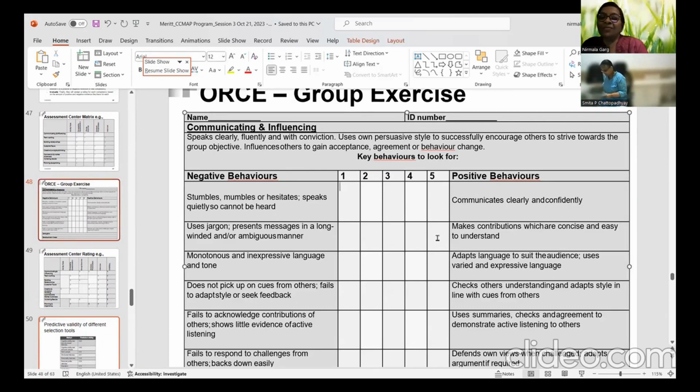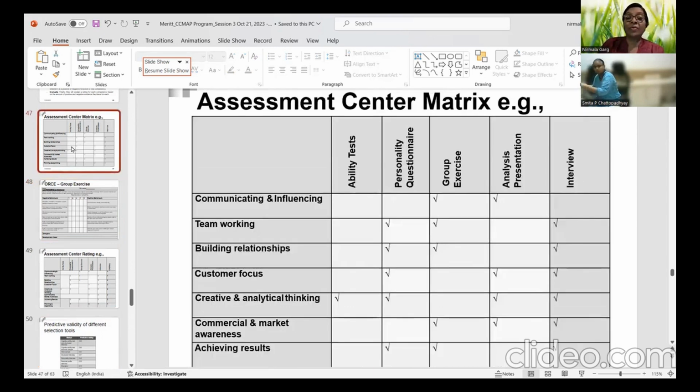And all that positive, he will get 5 or 4 or whatever. Like for example, uses summaries, checks agreements, etc. Yes, he has done this behavior. Okay, I'll put it on 5. So this is how we will accumulate the data, document the data, and present it as a report. This is another assessment metric I wanted to show you.